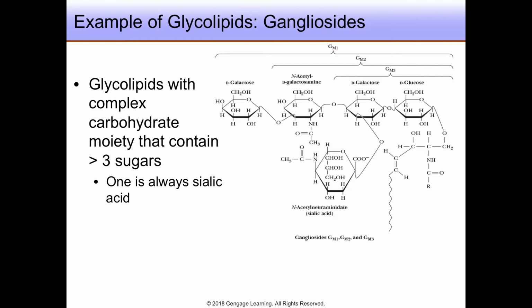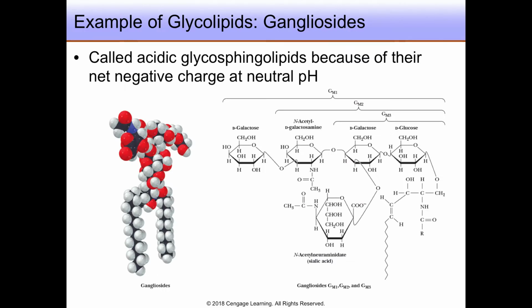There are other glycolipids that contain a more complex carbohydrate group with more than 3 sugars, and these are called gangliosides. In gangliosides, one of the sugars is always sialic acid, as shown here. Note the presence of the carboxylate group in sialic acid. For this reason, gangliosides are also called acidic glycosphingolipids and carry a negative charge at neutral pH. You can get a better idea of the size of the molecule by examining the space-filling model to the left.